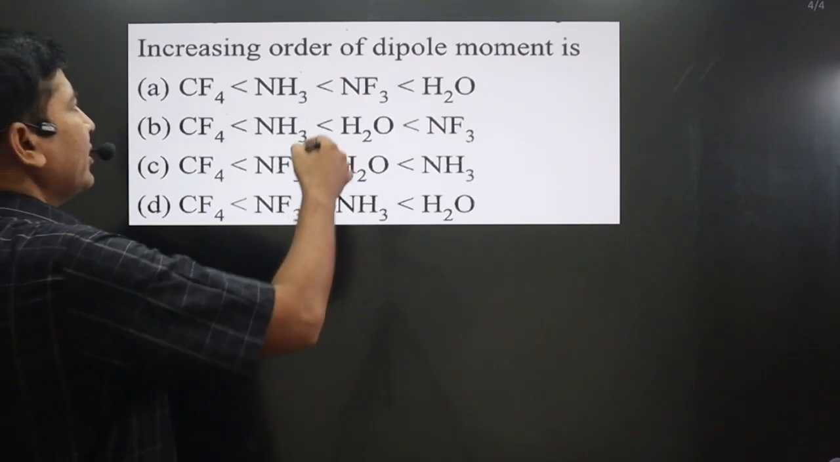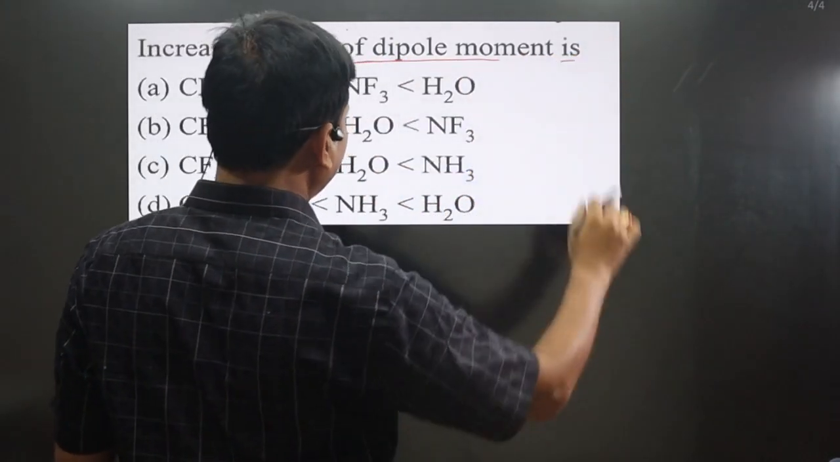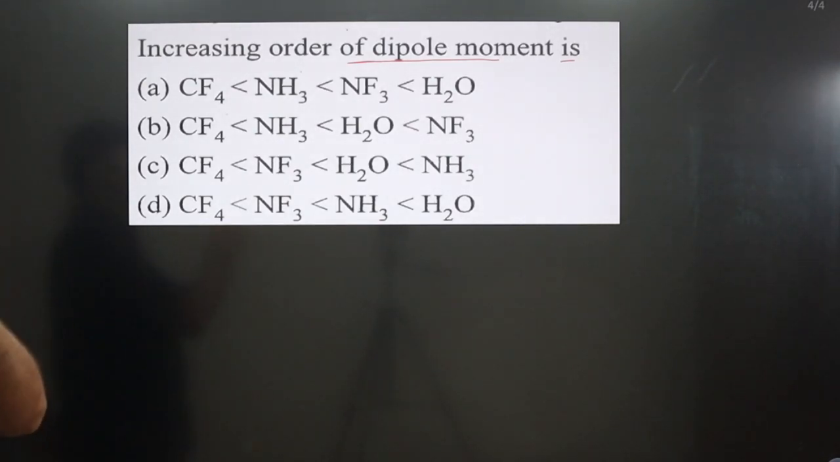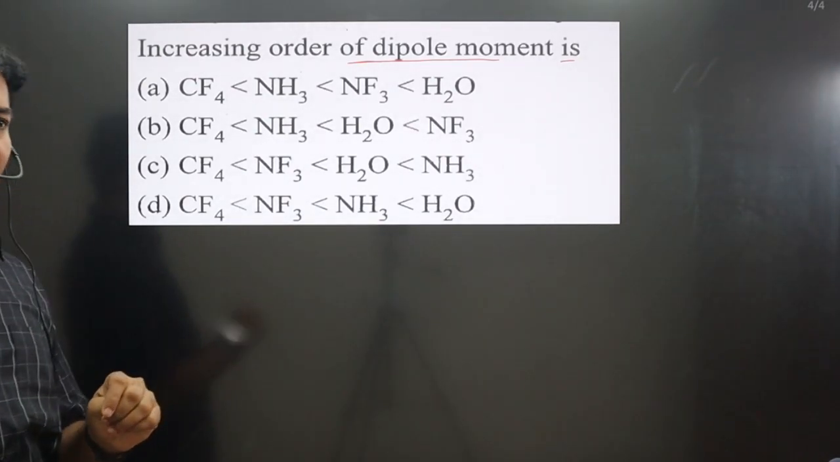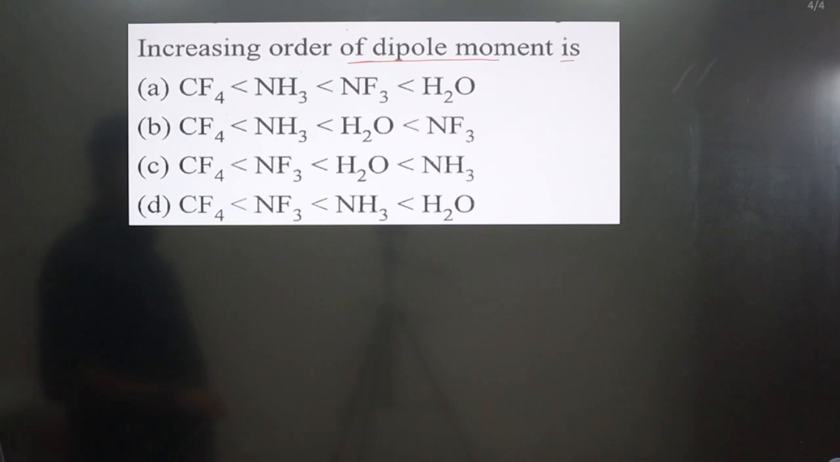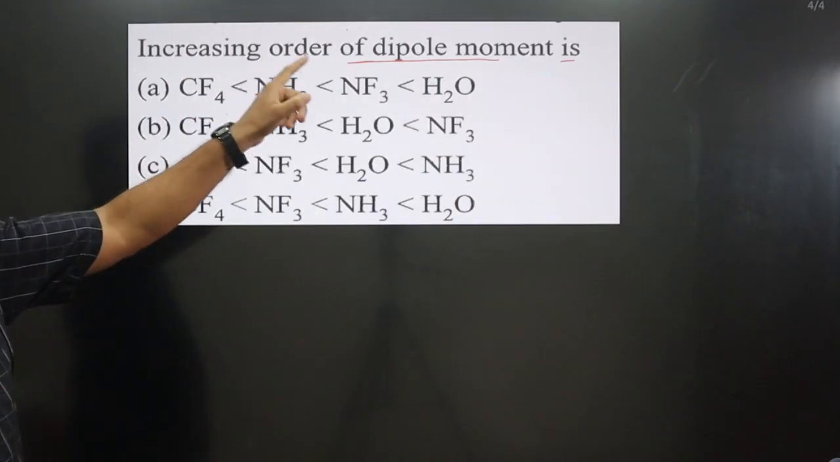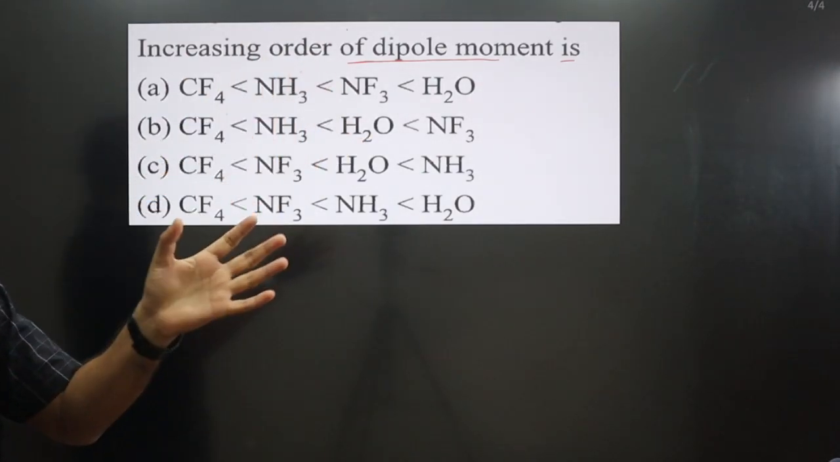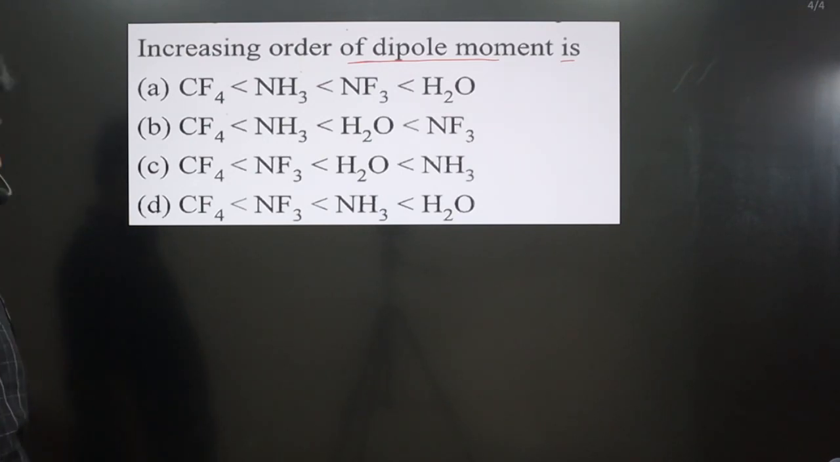The question says, increasing order of dipole moment is. You can see four different compounds are given here in random order: CF4, NH3, NF3, and H2O, and we find out the order of dipole moment.